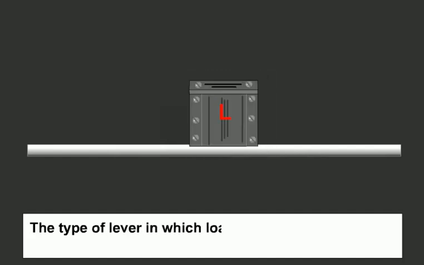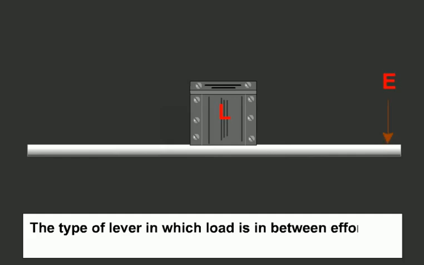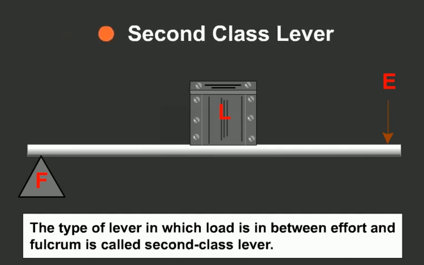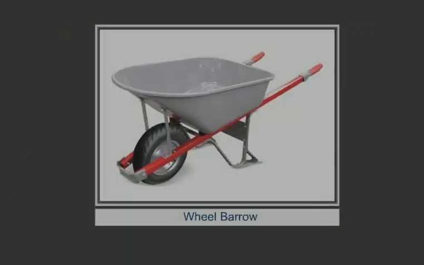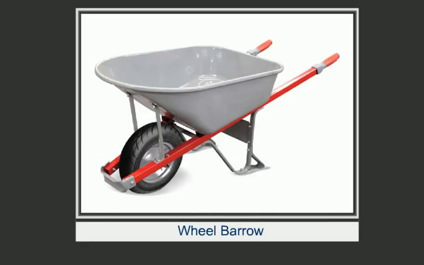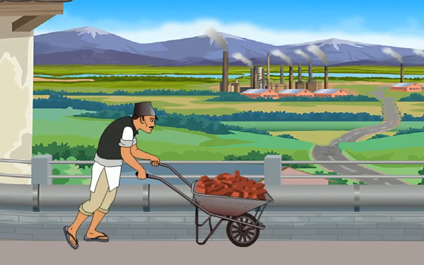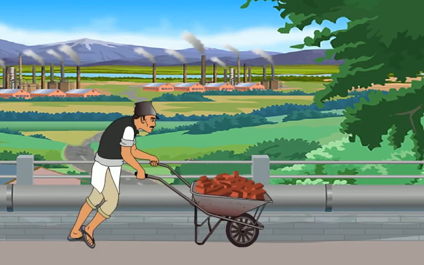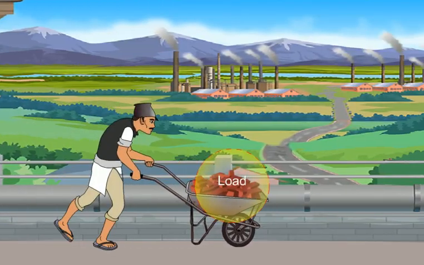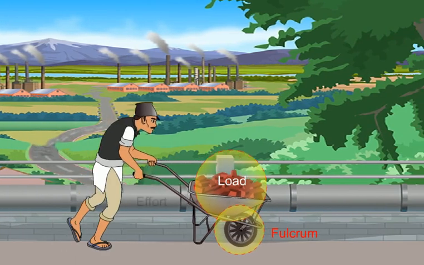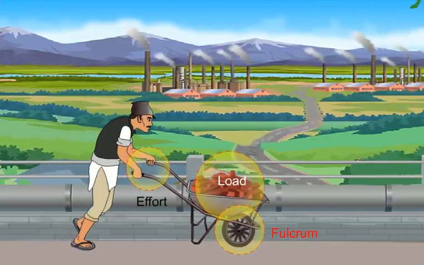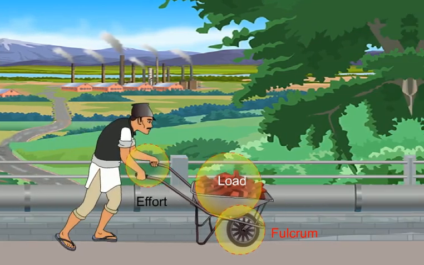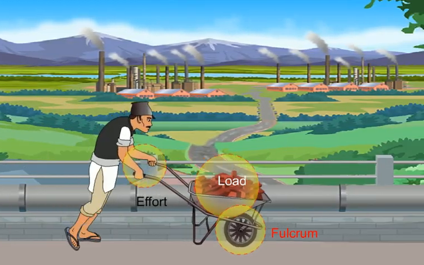The type of lever in which the load is in between effort and fulcrum is called second-class lever. Students, have you seen a wheelbarrow? It is also a simple machine used for carrying load. Here you can see the load in between fulcrum and effort, isn't it? It is an example of second-class lever.